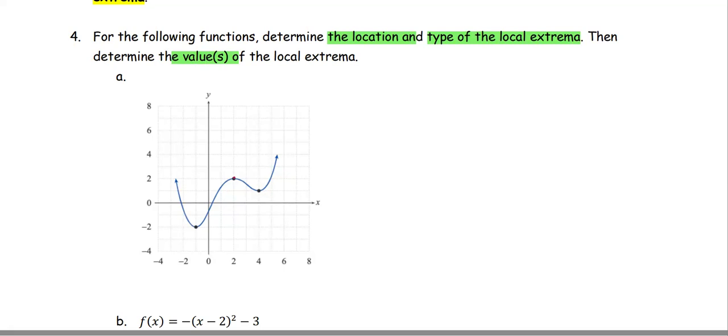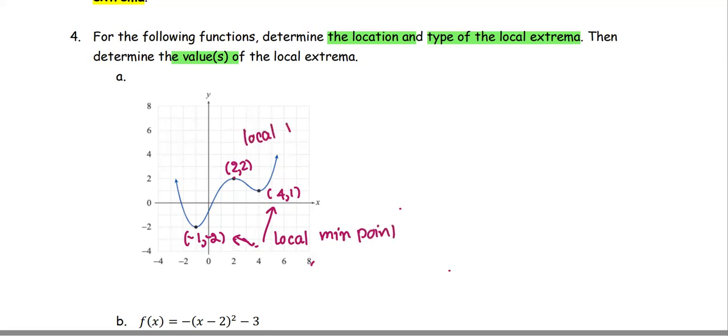From the graph, we can see that the bottom of the graph over here occurs at negative 1 comma negative 2. The point over here is 2 comma 2. And another point occurs at 4 comma 1. So we can see that negative 1, negative 2 and 4, 1 are the local minimum points. And the ordered pair 2, 2 is the local maximum point.